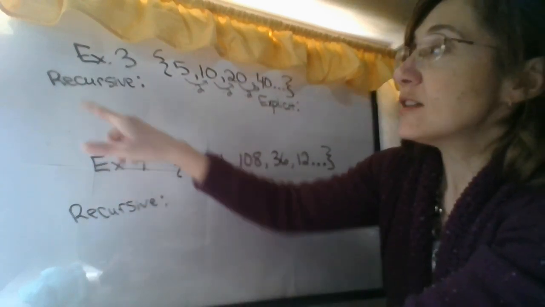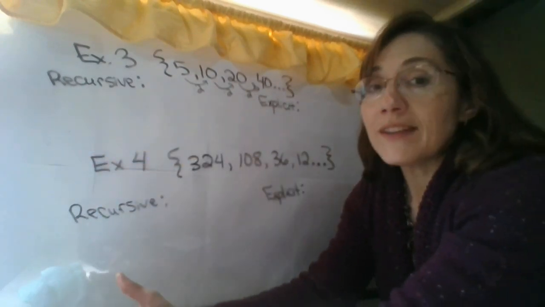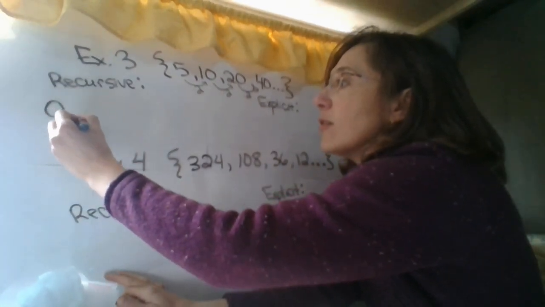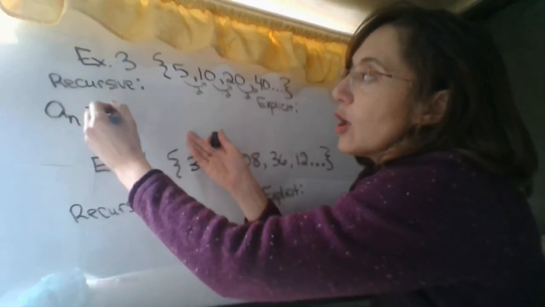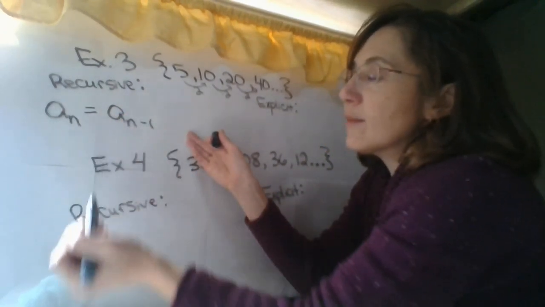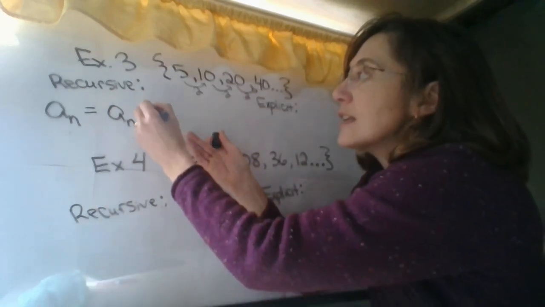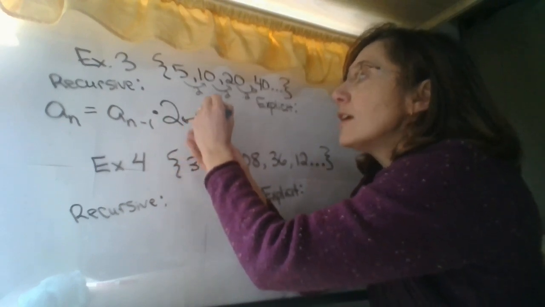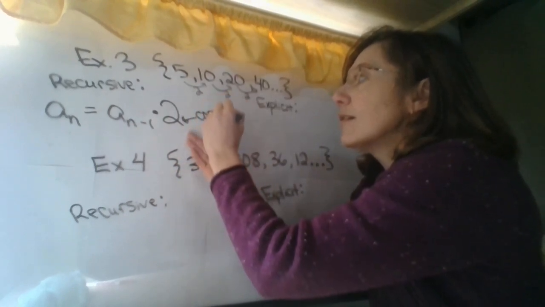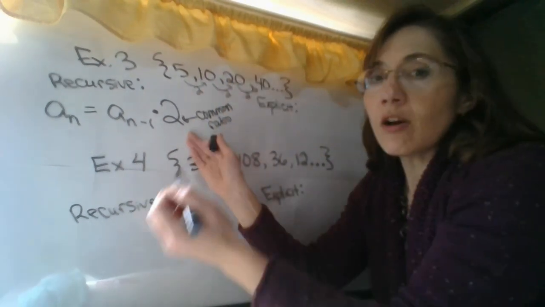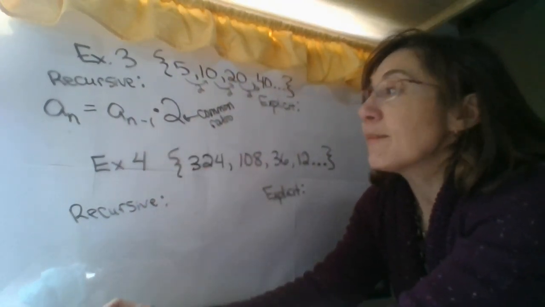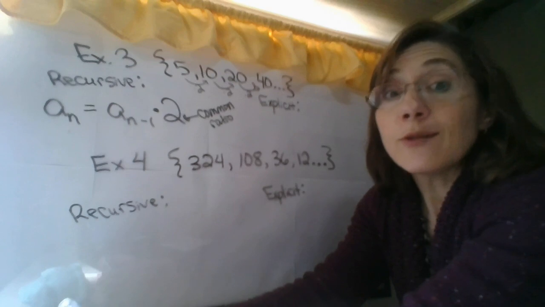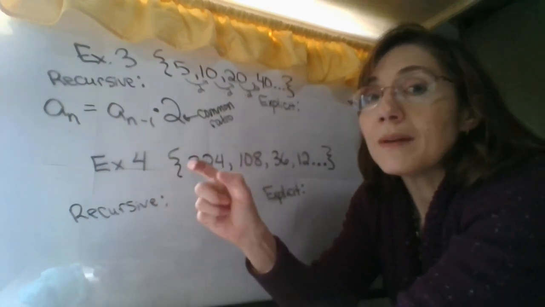So let's write a recursive rule for this sequence. Recursive again means based on the previous term. So to find any value, we would look at the previous value, what comes right before it, and in this case we are doubling, we're multiplying by 2. So that is called a common ratio. The ratio between our values here is that it's getting multiplied by 2. So that would be our recursive formula.